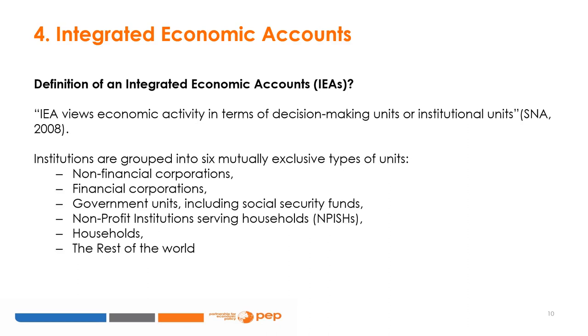According to the System of National Accounts, or SNA, of 2008, Integrated Economic Accounts, or IEAs, views economic activity in terms of decision-making units, or institutional units. The institutions are grouped into six mutually exclusive types of units: non-financial corporations, financial corporations, government units, including social security funds, non-profit institutions serving households, NPISHs, households, and the rest of the world.